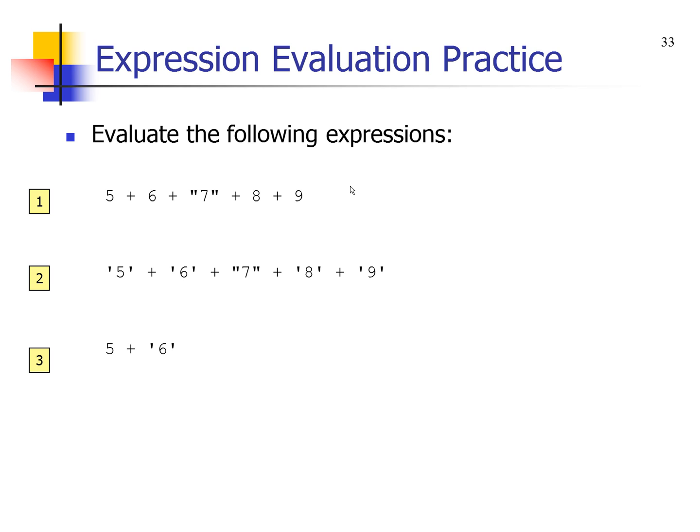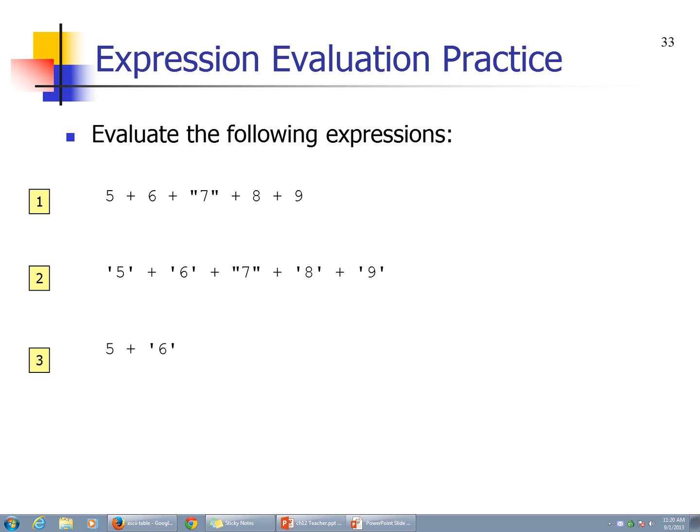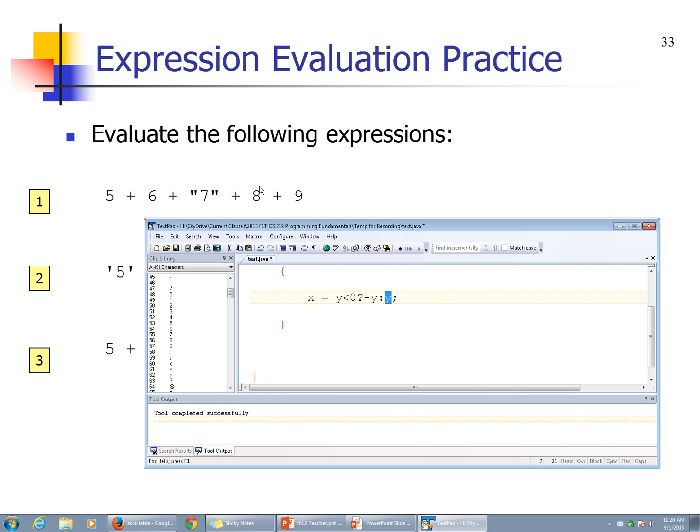Okay, let's continue on. Evaluate the following expressions. 5 plus 6 plus 7 plus 8 plus 9. So we start from the left. 5 plus 6 is 11, plus the string 7, plus 8, plus 9. So now we're going to add 11 plus 7. Well, what is 7? Let me find it over here. Bring my ASCII chart back up. Since we're using the string array character 7, 7 is 55.